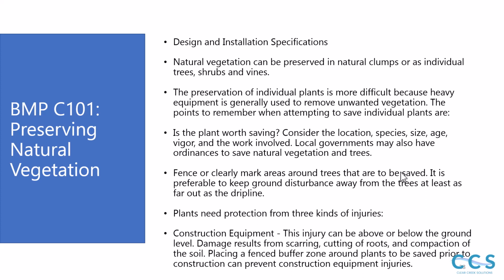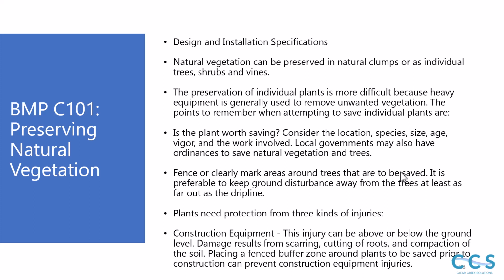Natural vegetation can be preserved in natural clumps or as individuals: trees, shrubs, and vines. The preservation of individual plants is more difficult because heavy equipment is generally used to remove unwanted vegetation. The points to remember when attempting to save individual plants are: is the plant worth saving? Consider location, species, size, age, vigor, and work involved. Local governments may also have ordinances to save natural vegetation and trees. Fence or clearly mark areas around the trees that are to be saved.